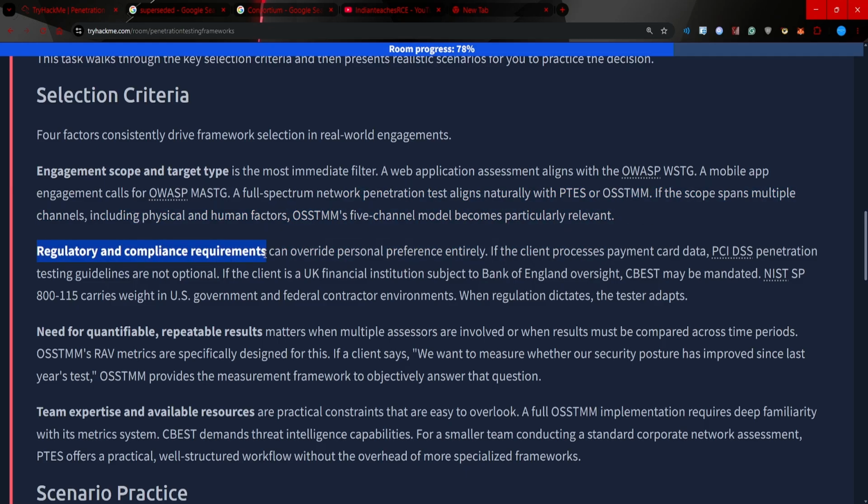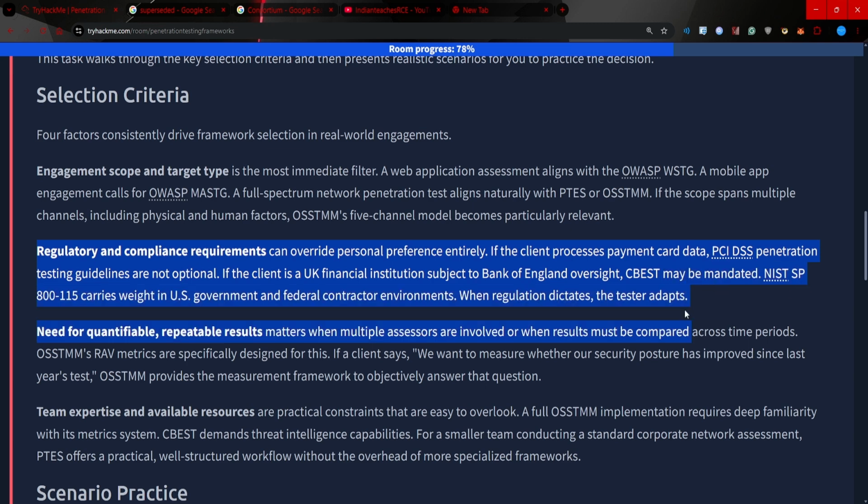Regulatory and compliance requirements can override personal preference entirely. If the client processes payment card data, PCI DSS penetration testing guidelines are not optional. If the client is a UK financial institution subject to Bank of England oversight, CBEST may be mandated. NIST SP 800-115 carries weight in US government and federal contractor environments. When regulation dictates, the tester adapts.